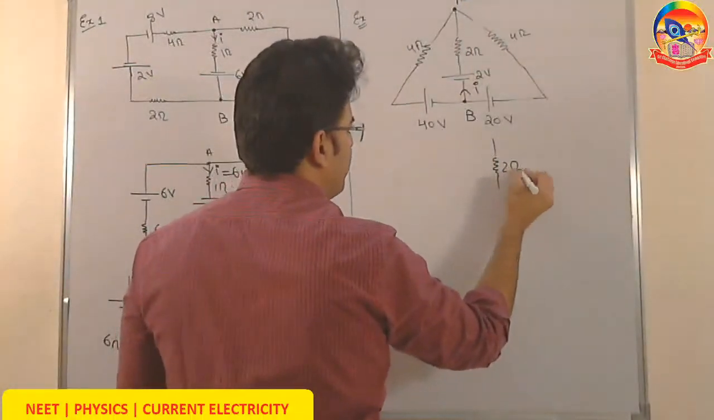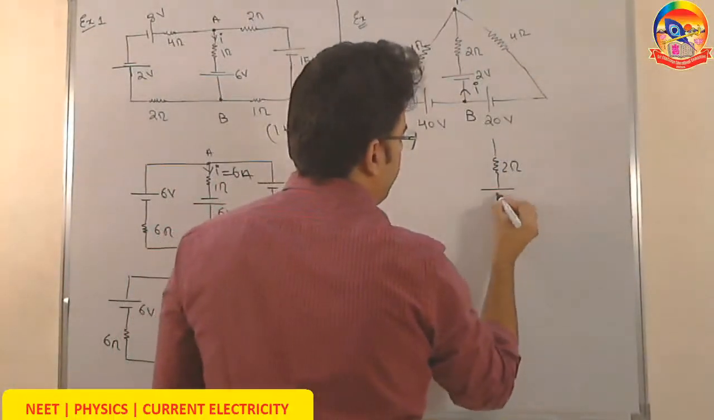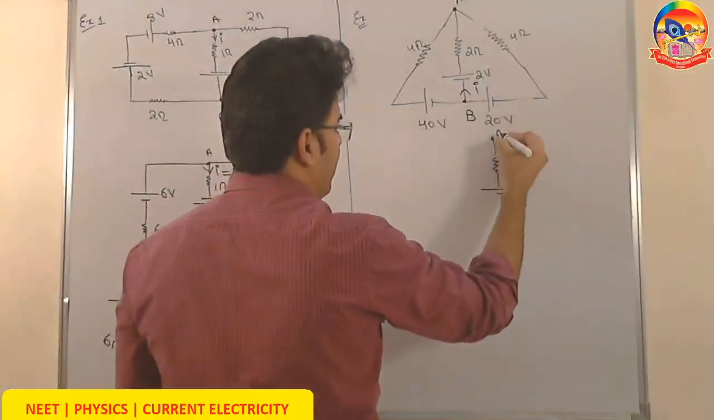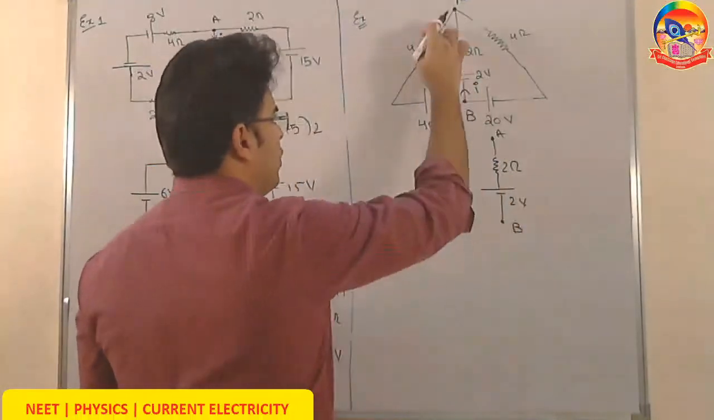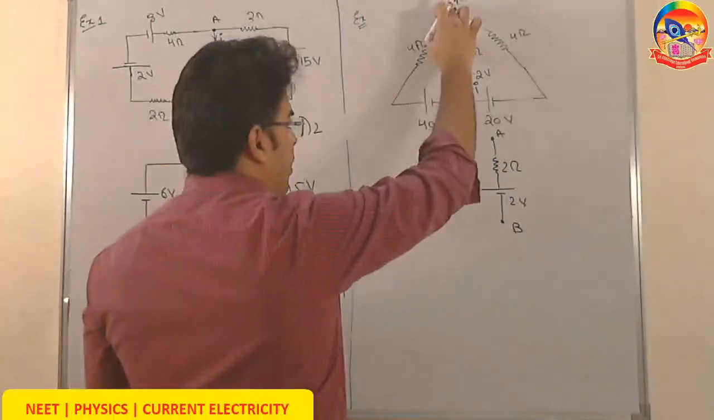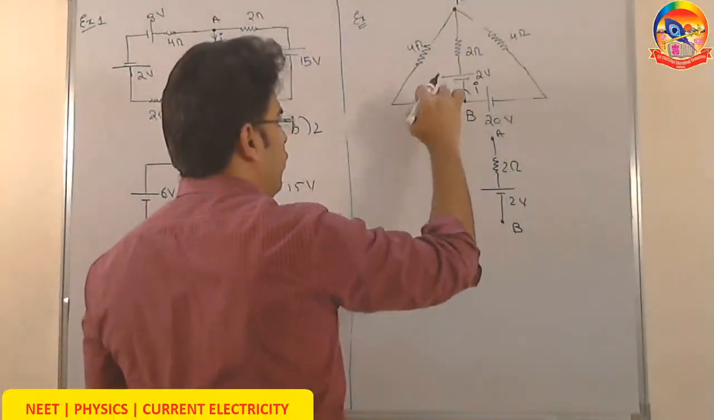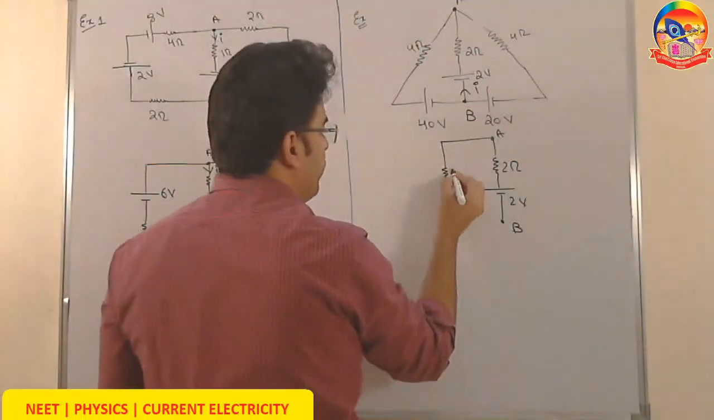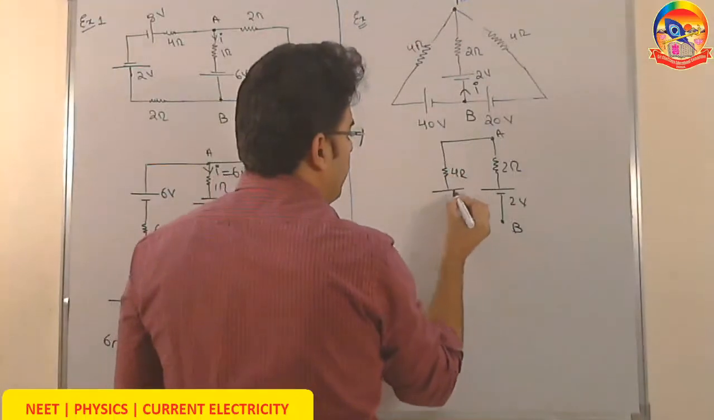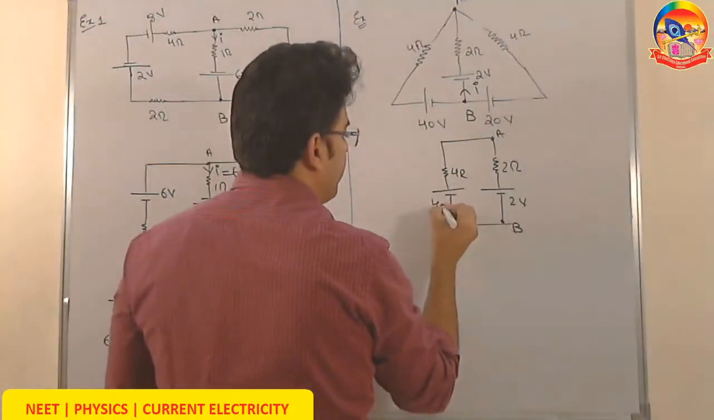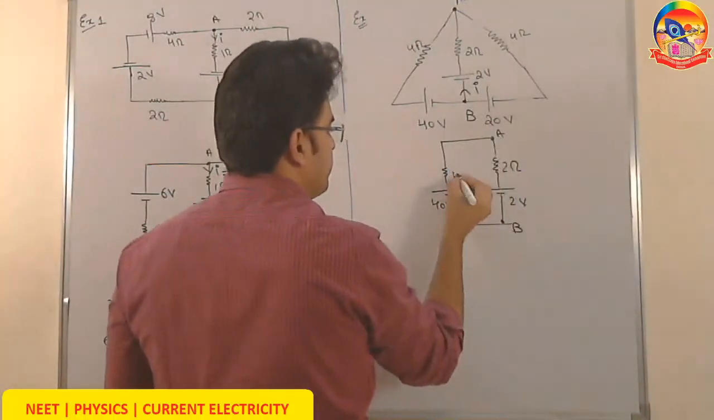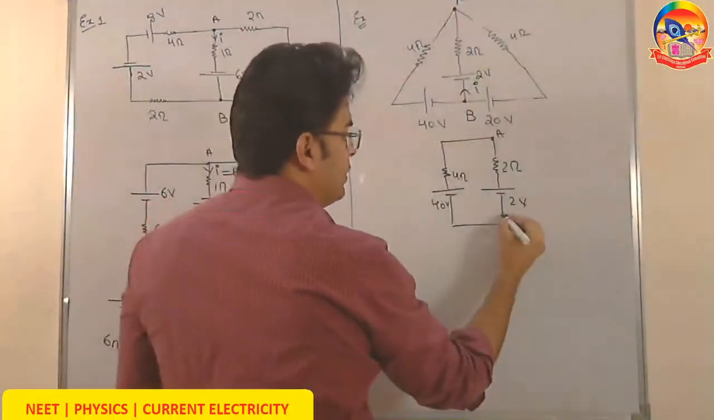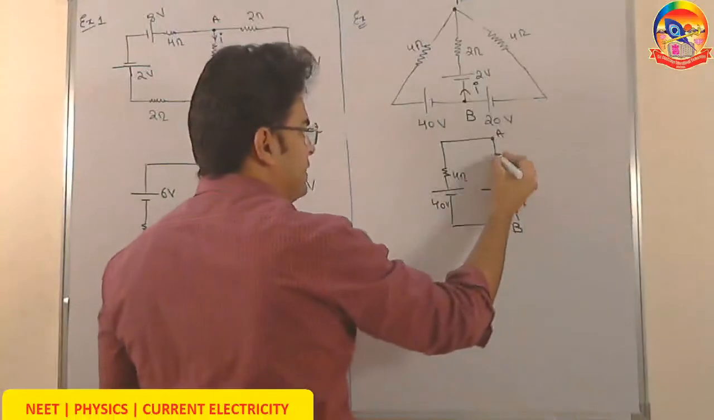So 2 ohm and a battery of 2 volt. But while drawing, keep in mind I am keeping A higher, B lower. Now draw this first line, A upper, B lower, and 40 volt wants potential of A to be higher. So I am drawing this 4 ohm, and the 40 volt wants potential of A to be higher. Okay. I need to find current in this line from B to A. That's why I have kept this third line separate.